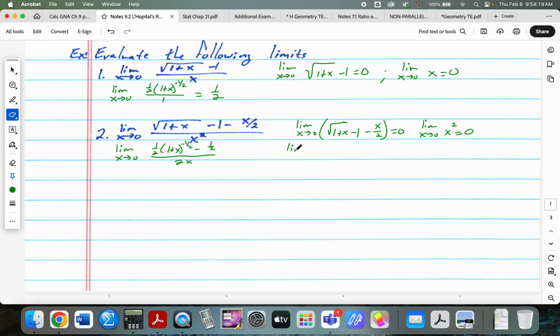So I'm going to verify that I can use L'Hopital's rule by taking the limit as x goes to 0 of both the numerator and the denominator. So 1/2 of 1 plus x to the negative 1/2 minus 1/2, that's 0. And the limit as x goes to 0 of 2x, also 0. Well, we'll just apply L'Hopital's rule again.